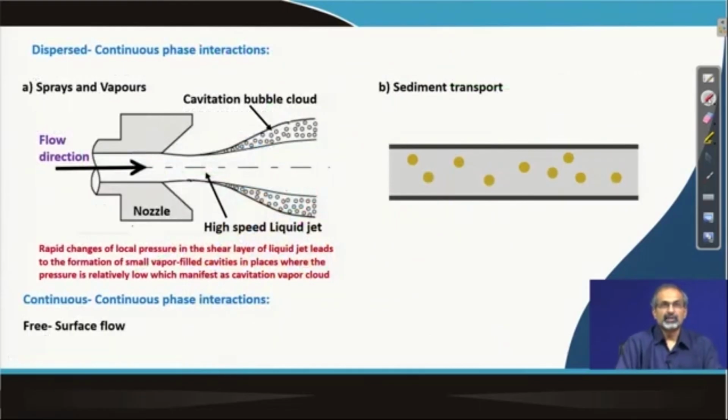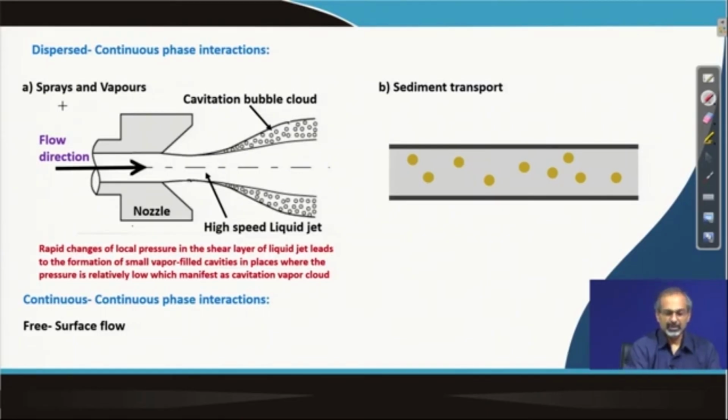Let us look at a few instances of dispersed continuous phase interactions. So, in this figure A, you can see spray, and you have a high speed liquid jet emerging out of a nozzle, and then there could be rapid changes in the local pressure in the shear layer of the liquid jet, and this would often lead to formation of small vapor filled cavities in the edge of the jet, and formation of cavitation bubbles.